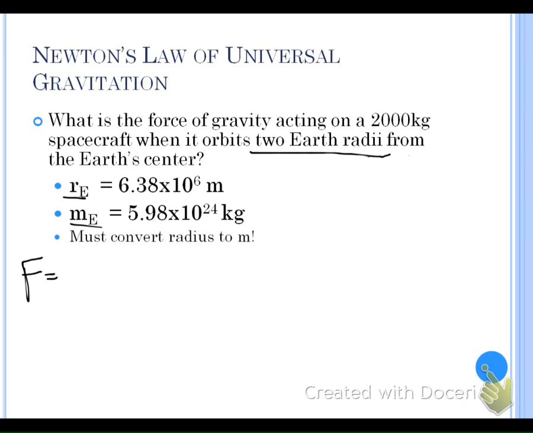Okay, so we're going to take G, which we know is 6.67 times 10 to the negative 11th. We're going to take the mass of the Earth as one of our masses and the mass of the satellite or the spacecraft as our other mass.